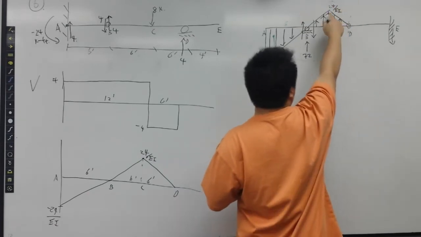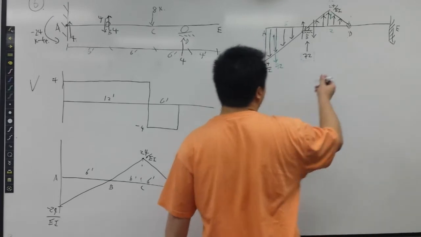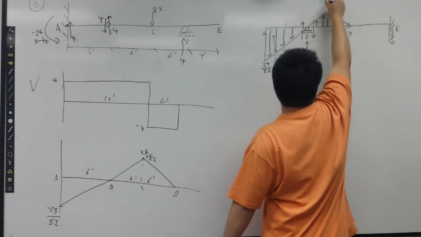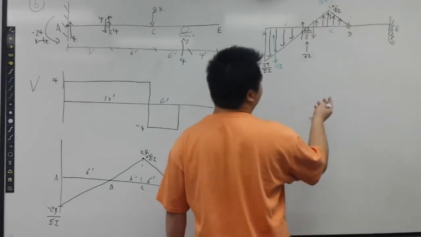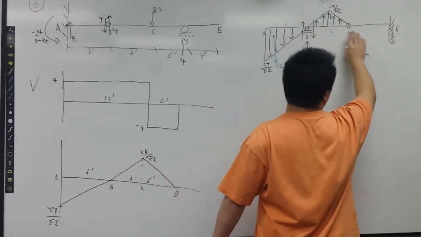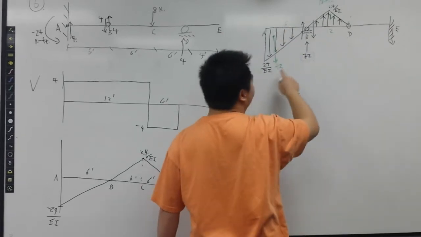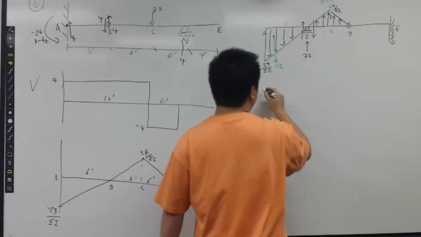Take 24 times 12 divided by 2. It should be double, so 144. So now we have point load, support, point load, hinge, ignore it. So we want to find this shear, so you just add up the force on the y direction.